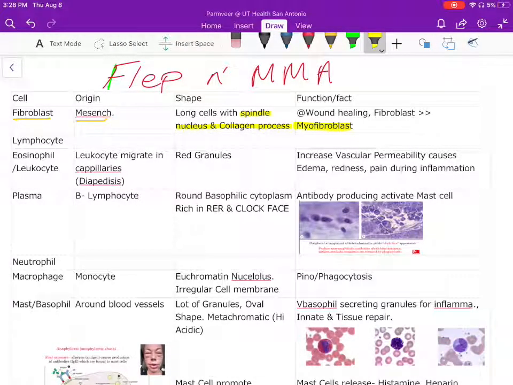Then you have lymphocytes, which we don't cover much in this lecture. You have eosinophils and other leukocytes, and leukocytes mostly migrate through the capillaries by diapedesis. Eosinophils have a lot of red granules in histology slides. Think blood: they increase vascular permeability, which causes edema, redness, and pain during inflammation.